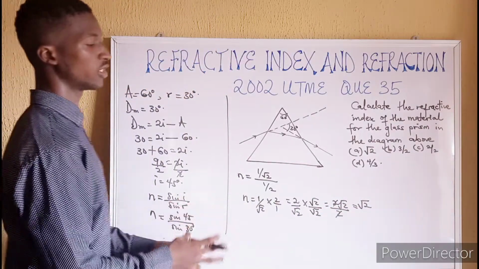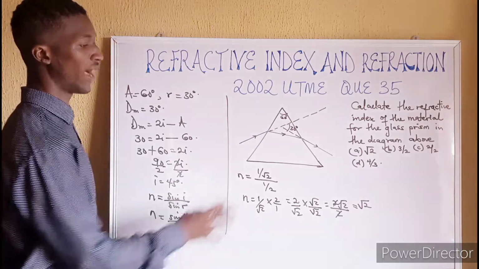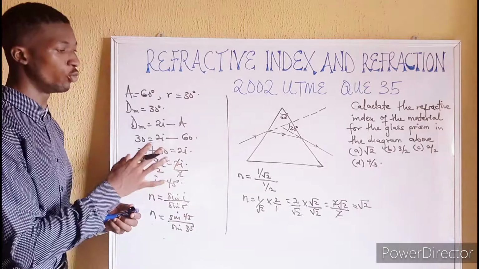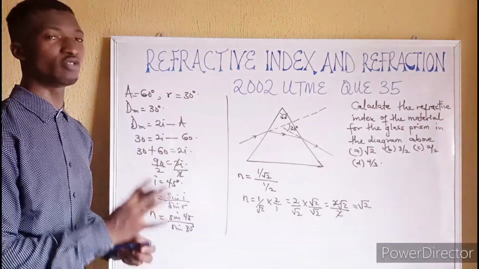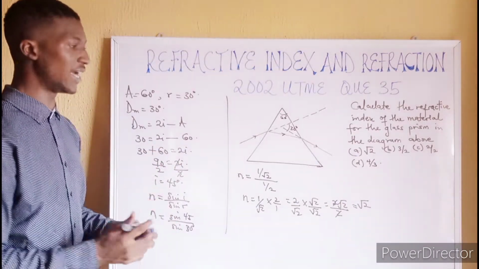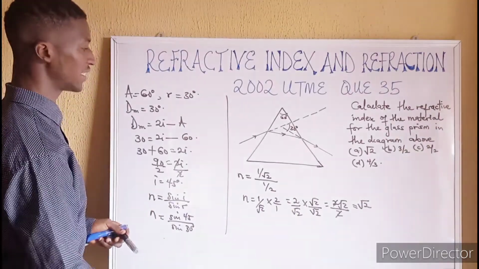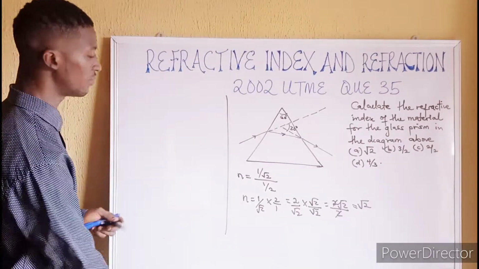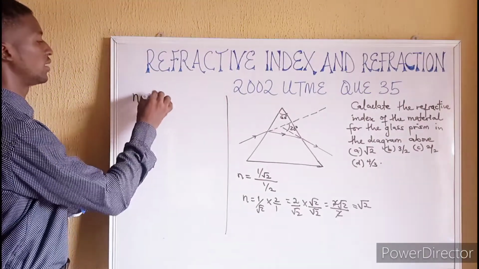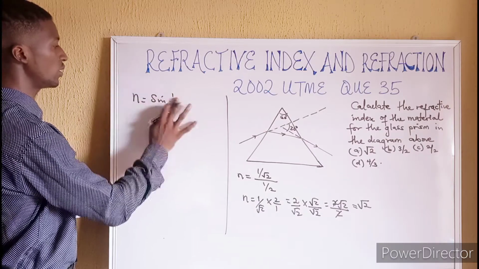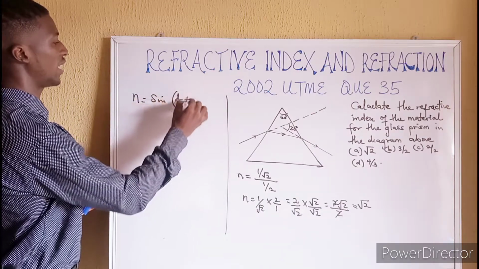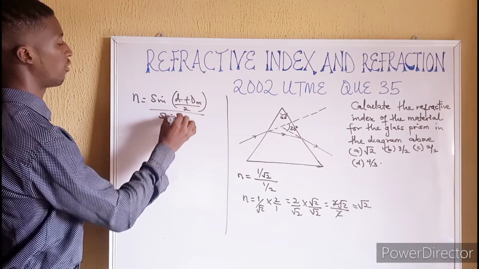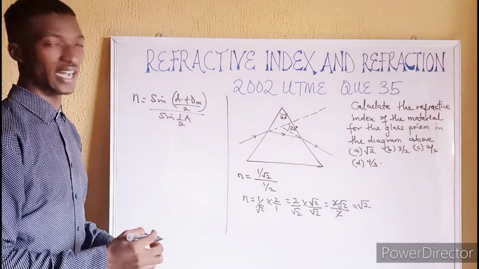Therefore, for this particular question, root 2 is our answer, and that is option A. But if you don't want to follow this particular method, we can follow a straightforward method which I have given you earlier. The refractive index will be taken to be the sine of the refracting angle plus the minimum deviation, all over 2, everything divided by the sine of half of the refracting angle.